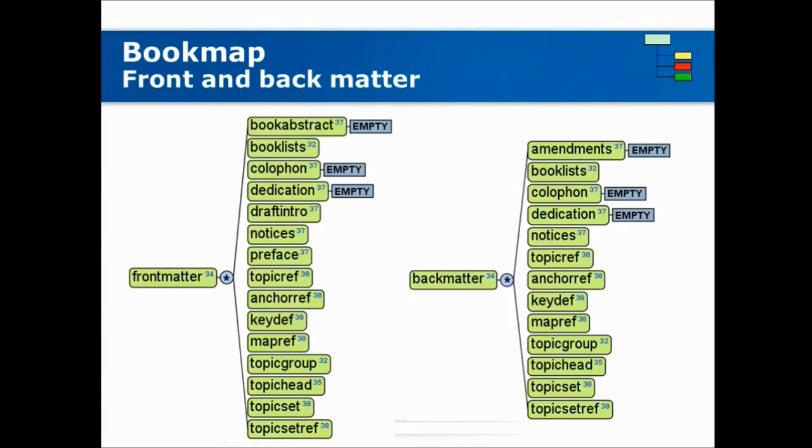Now this slide talks a little bit about the different types of things you can have in front matter, for example book lists, notices, preface, all kinds of different things like that. Same with back matter. As you're modeling your own content, you can decide which of these elements are useful and which are not. You use what's useful, and you don't use what's not useful.